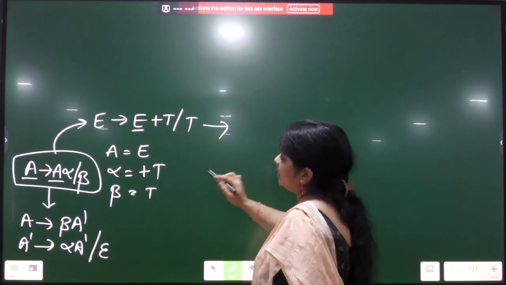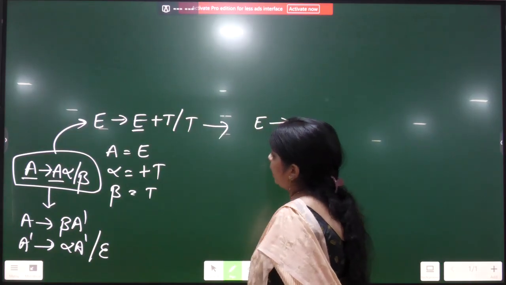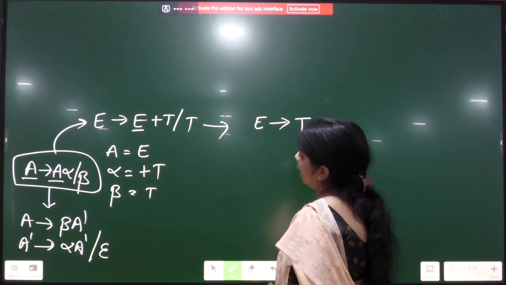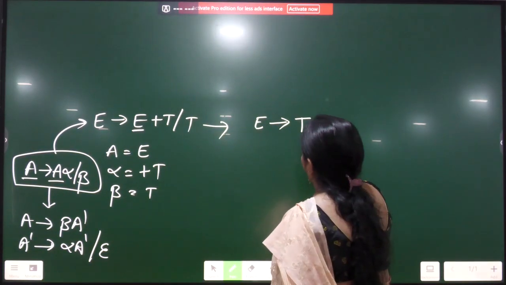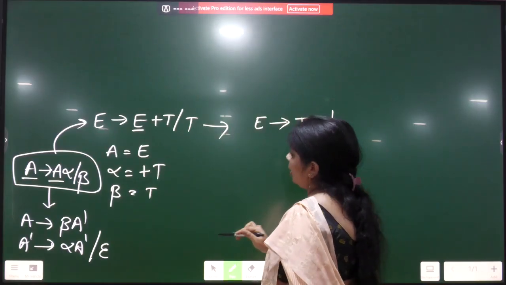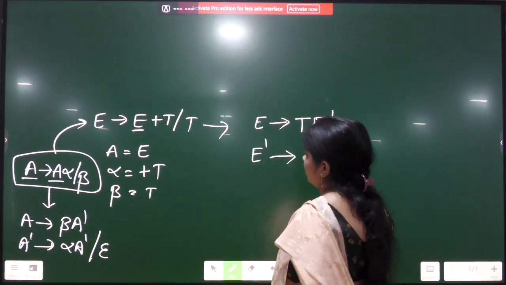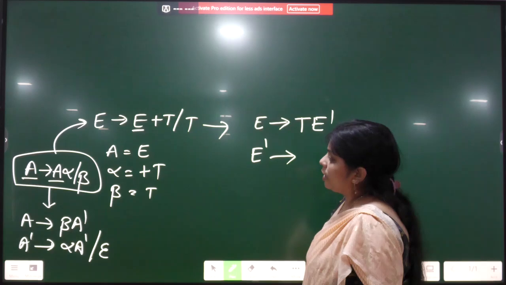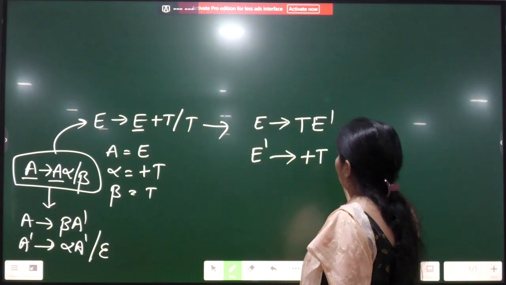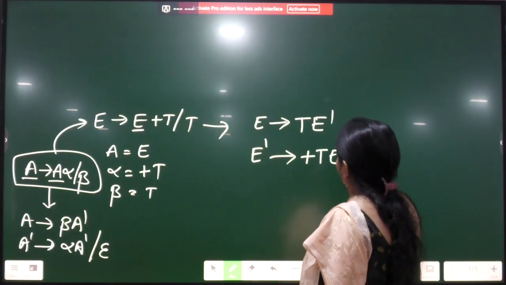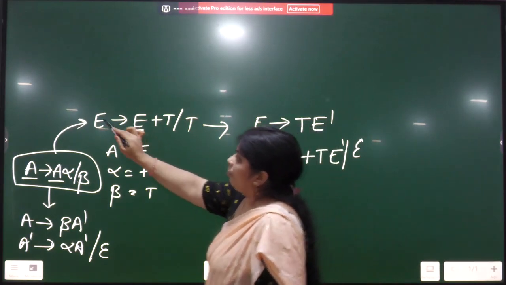It can be rewritten as A tends to beta A dash. Here the A value is E, so E tends to, what is beta? Beta is T. So T E dash. Next, A dash, here A means E, so A dash means E dash. E dash tends to, what is alpha? Alpha is plus T, then A dash means E dash, or epsilon. So this is only for the first production.